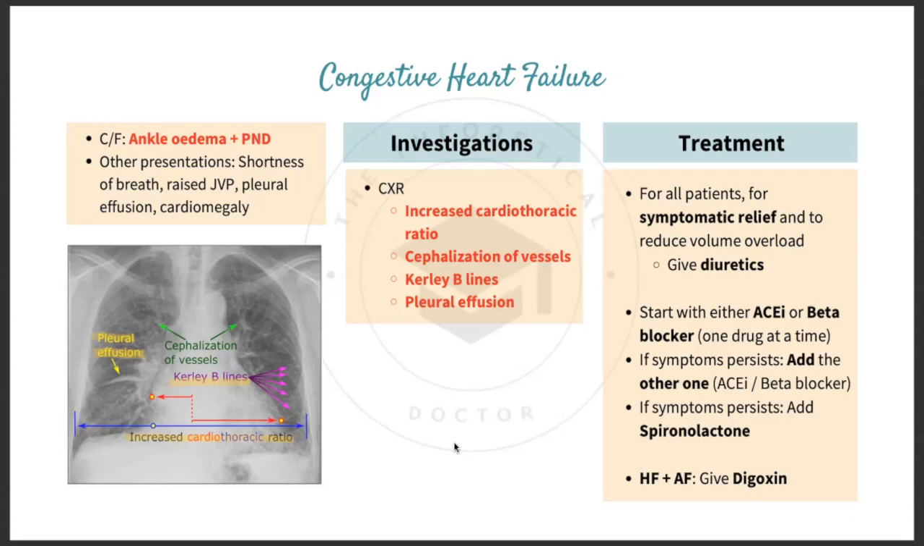So you start with either ACE inhibitors or beta blocker, 1 drug at a time. And if they're asthmatic, of course, you do not give them beta blocker. And if the symptoms persist, then you add the other one. So if you started with ACE inhibitors, you give beta blocker next in addition. Or if you started with beta blocker, the next one you give ACE inhibitors. And if the symptoms still persist, then you add spironolactone. If the patient were to present with heart failure and atrial fibrillation, then you give digoxin.